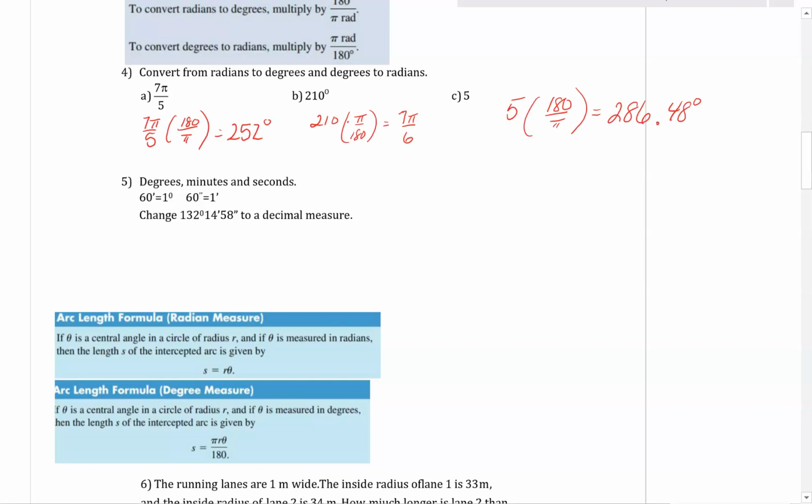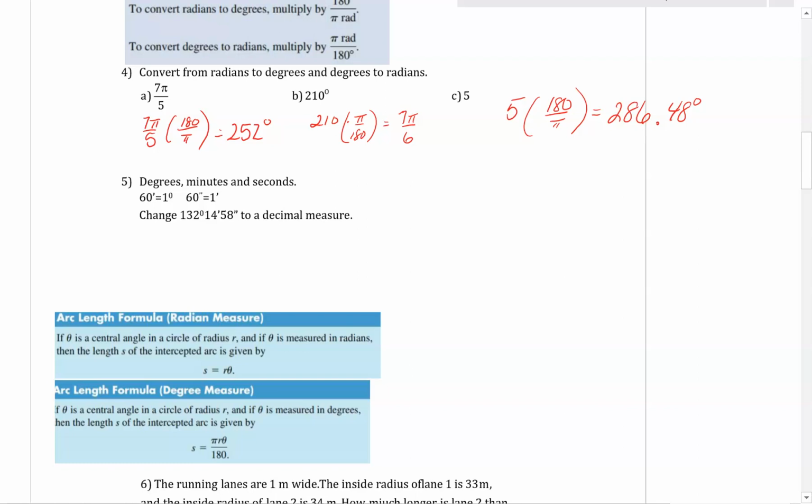7 pi over 5 is an angle in radians. So I multiplied by 180 over pi to convert to degree measure. And B was a 210 degree angle. We multiplied by pi over 180 to get an angle in radian measure. And part C, that was 5 radians. It doesn't have a degree symbol. That is 5 radians, so you multiply by 180 over pi to convert. And we have an angle in degree measure now.